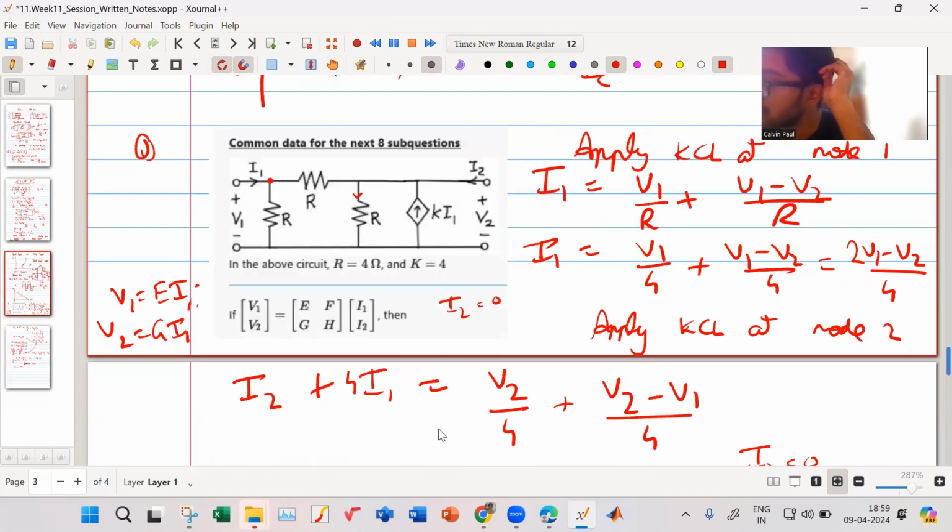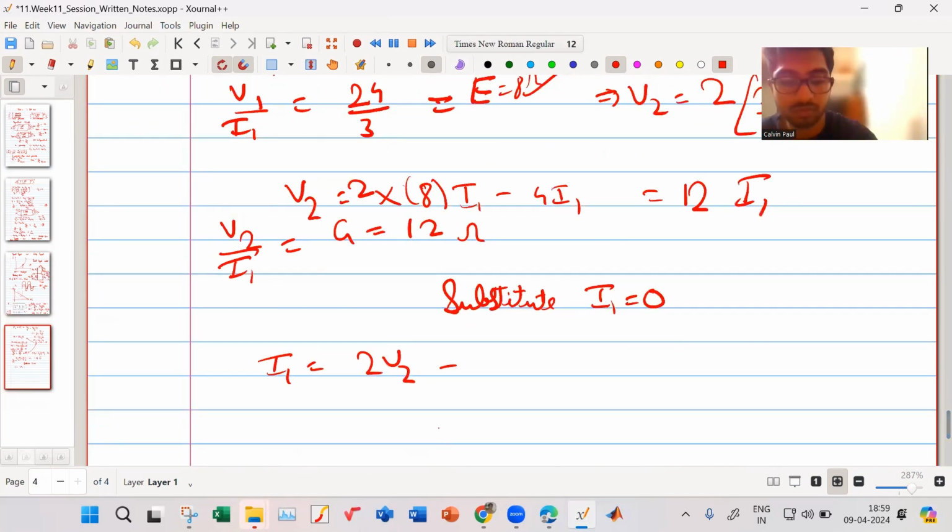Let me just check again. It is actually 2V1 minus V2 upon 4. If I1 is equal to 0, what will I get? I will get 2V1 equal to V2. Any queries in this?